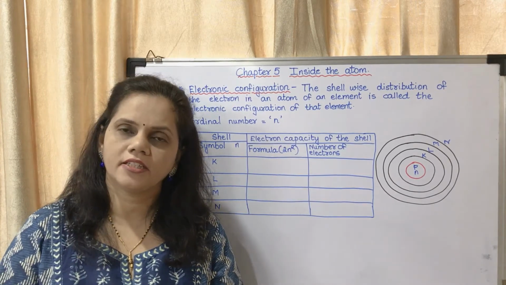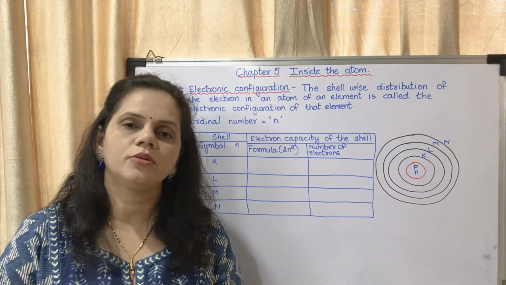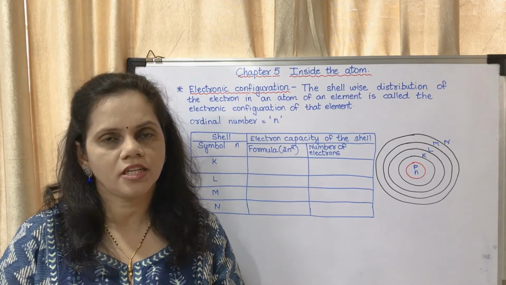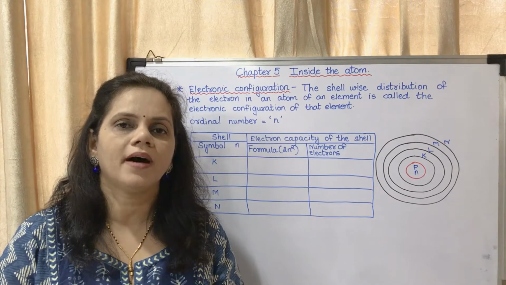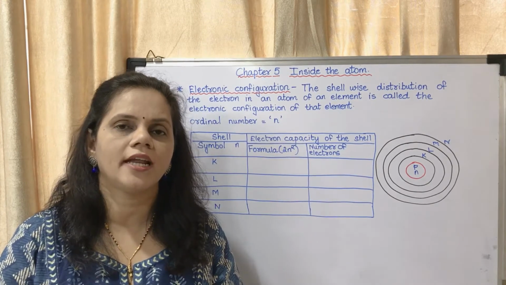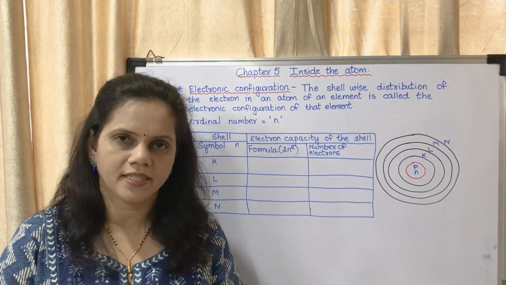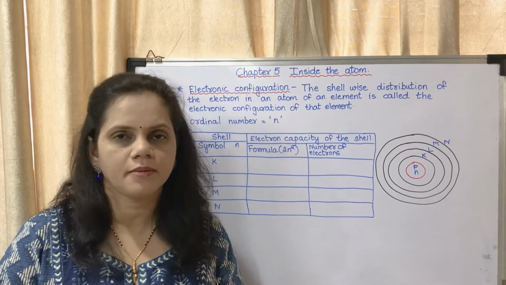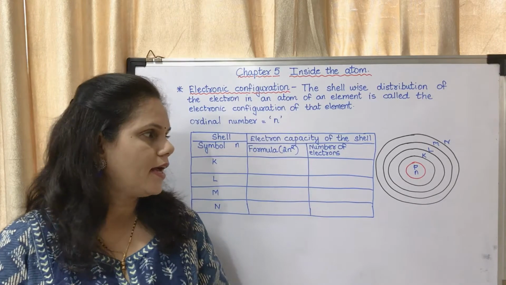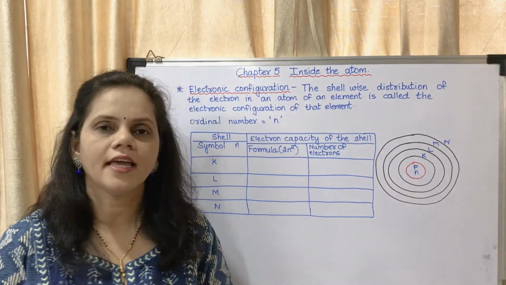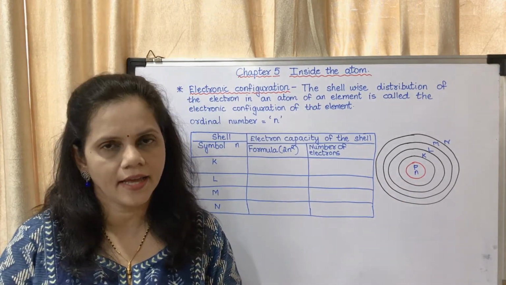Before studying electronic configuration, do you remember we had studied the structure of an atom? Around the nucleus there are paths or orbits called shells or orbits. There are four different types of orbits: K, L, M and N. I have shown it here: K, L, M and N.